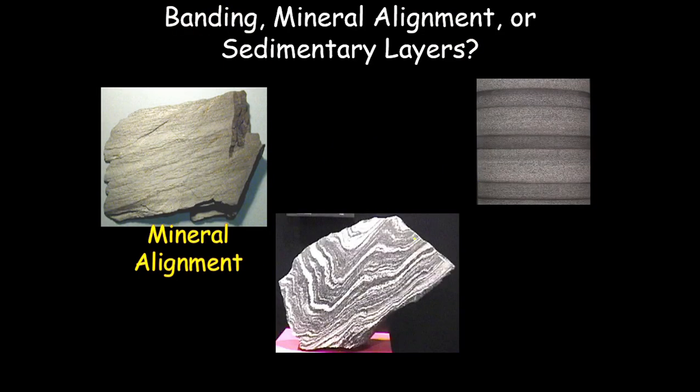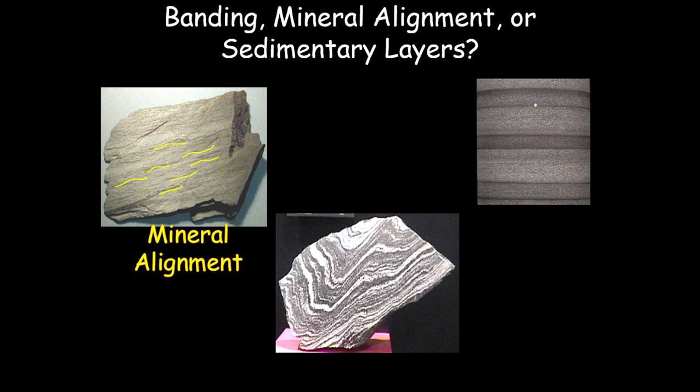So let's take a look at this. We have banding, we have alignment, or we have sedimentary layers. Now, when we look at this, does this look like we have perfectly flat layers going across? No, that's why it's mineral alignment. You see kind of lines that start and stop, and I'm just going to kind of highlight them a little bit here. This is your mineral alignment.